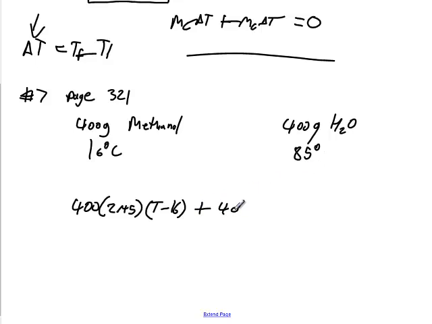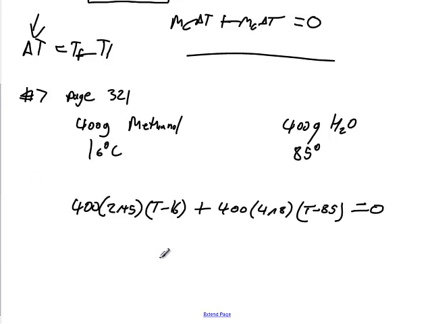Water, also 400 grams. Specific heat of water, I do know, is 4.18 joules per gram degrees Celsius times its change in temperature. This is its initial, so this is T minus 85. Now if you look at this, we know the water is going to cool down. It's going to give some heat to the methanol. So this is going to end up being a negative temperature change. This is going to end up being a positive temperature change because it warms up. That's good because this whole thing has to equal 0.